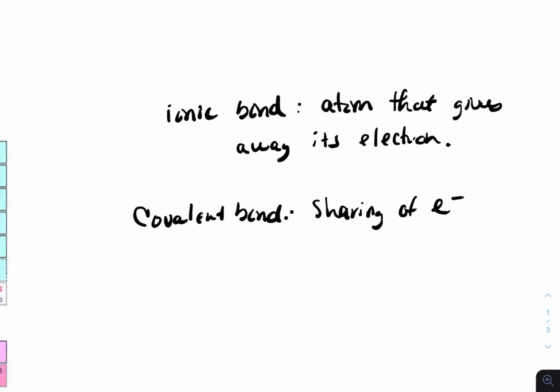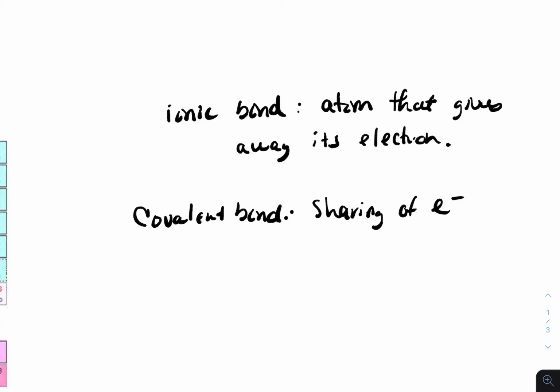So atoms are constantly trying to have their outer shell filled, right? They're trying to have a closed shell or a filled shell, and one way we can achieve this is by giving away an electron, like an ionic bond. Or we can share electrons to meet that 8 electron outer shell rule, and this is in a covalent bond, right?